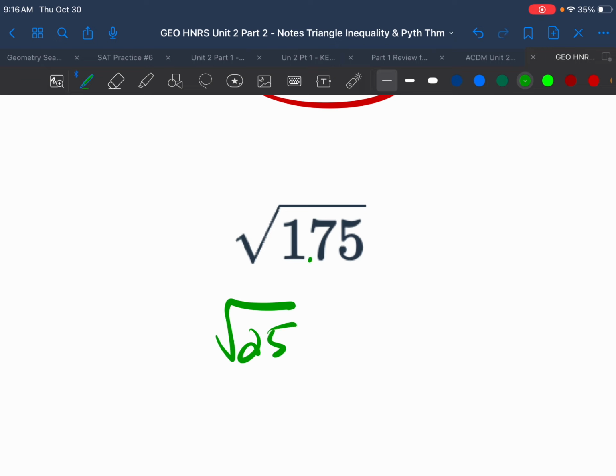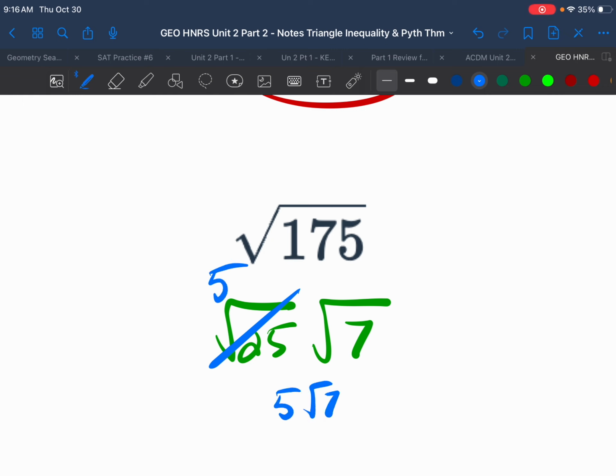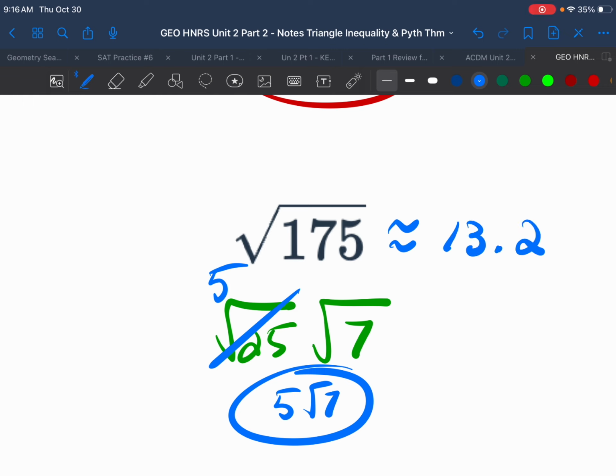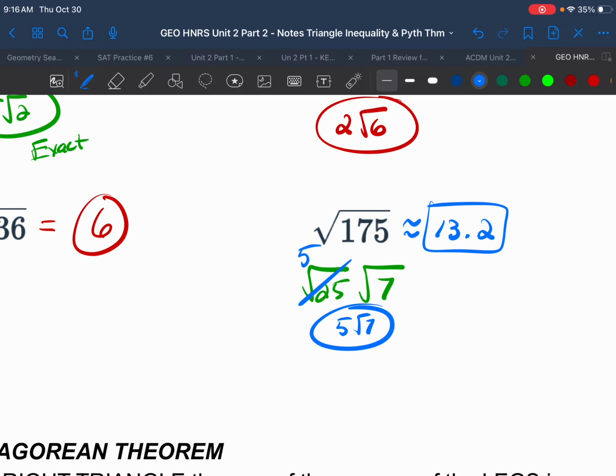Like if you think about this as $1.75, I could break this up into quarters, like coins. All right, so let's see. How many quarters are in $1.75? Well, that should be 7. Alrighty, so our simplified final answer here will be 5 root 7. Okay, and then the approximate decimal, rounded to the nearest tenth, if you type this in your calculator, you'll see where I'm getting this, right? 13.2. So approximate is 13.2, exact is 5 radical 7.